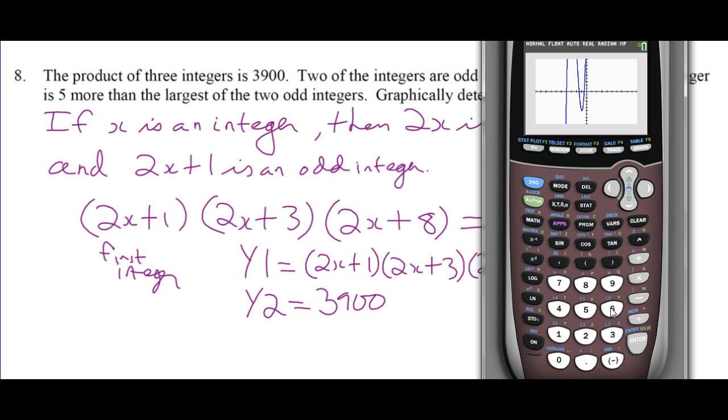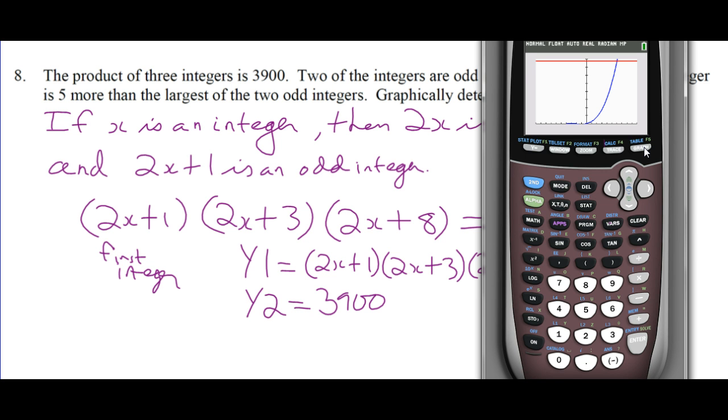Okay, so window. Okay, so negative 10 to 10, and Y min 0 to 4,000 by 500. Graph. So we saw it earlier, there was actually something cubic looking going on around here, right? So that's what we're interested in.